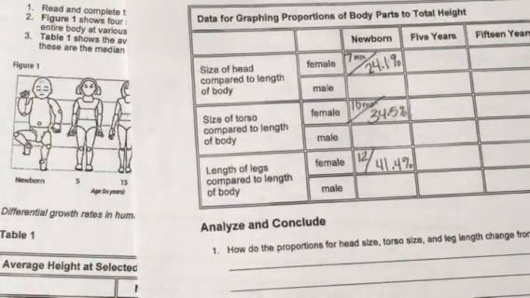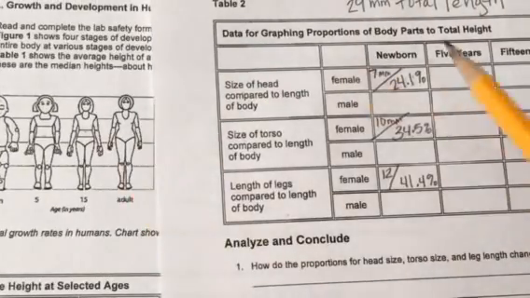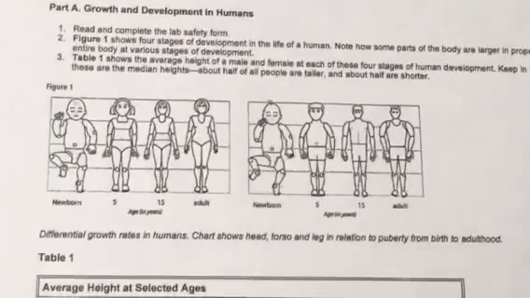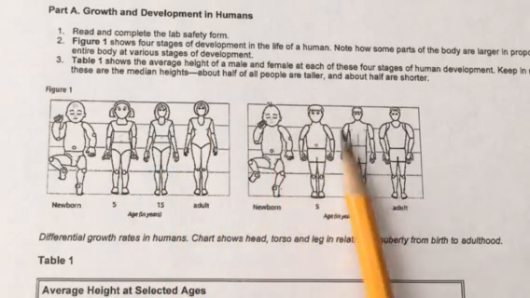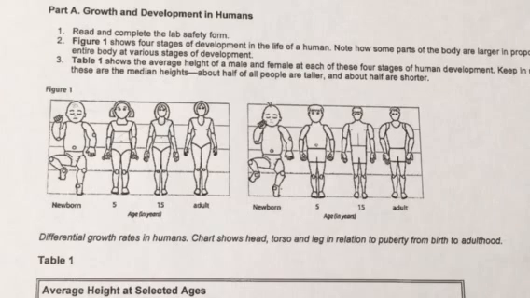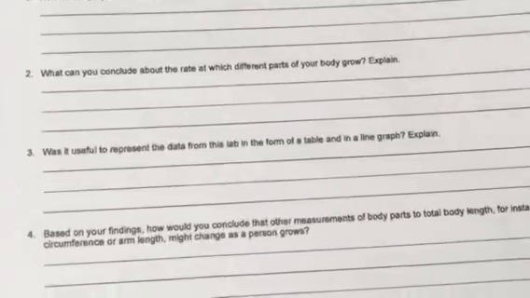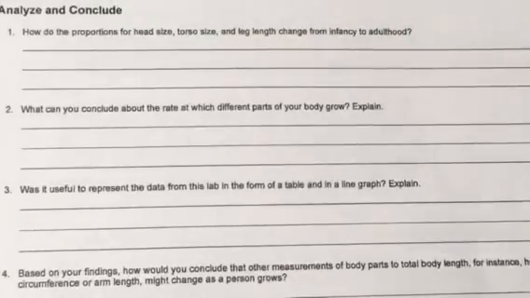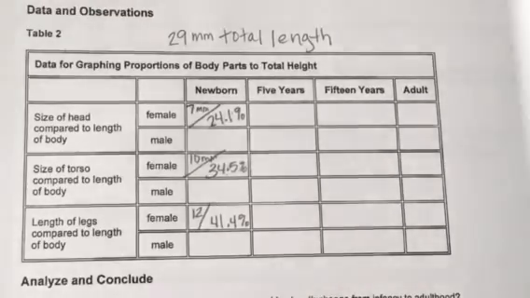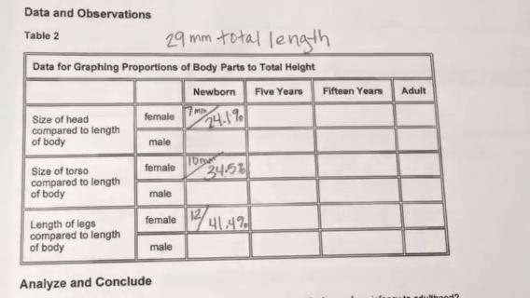So then you're just going to proceed to do the measurements for all these other individuals. The 5-year-old female, the 15-year-old female, the adult female, and then go ahead and move on to the males. At that point, you're going to answer the questions about how the body changes over time, and you should be able to do that just fine after completing that. However, I am going to show you at the end, I do need you to graph this. And so I'm going to show you how to do that graph.